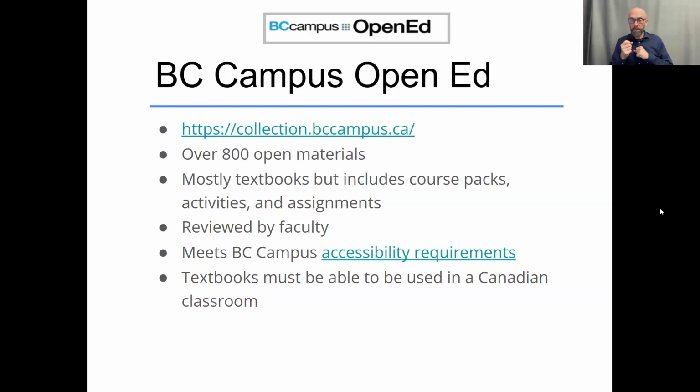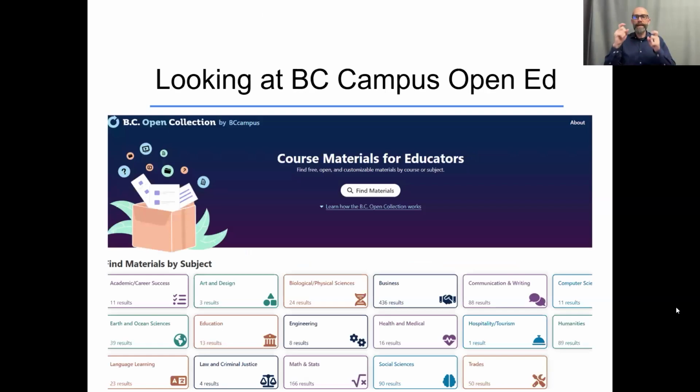There's not just textbooks in here. There's different types of material. Sally mentioned OER can come in a variety of formats. So they have course packs that include lesson plans, assessments, presentations. There's a couple of guides on there for how to adopt, adapt, self-publish your OER. So they give quite a few different resources in addition to the materials that are provided in BC Open Campus.